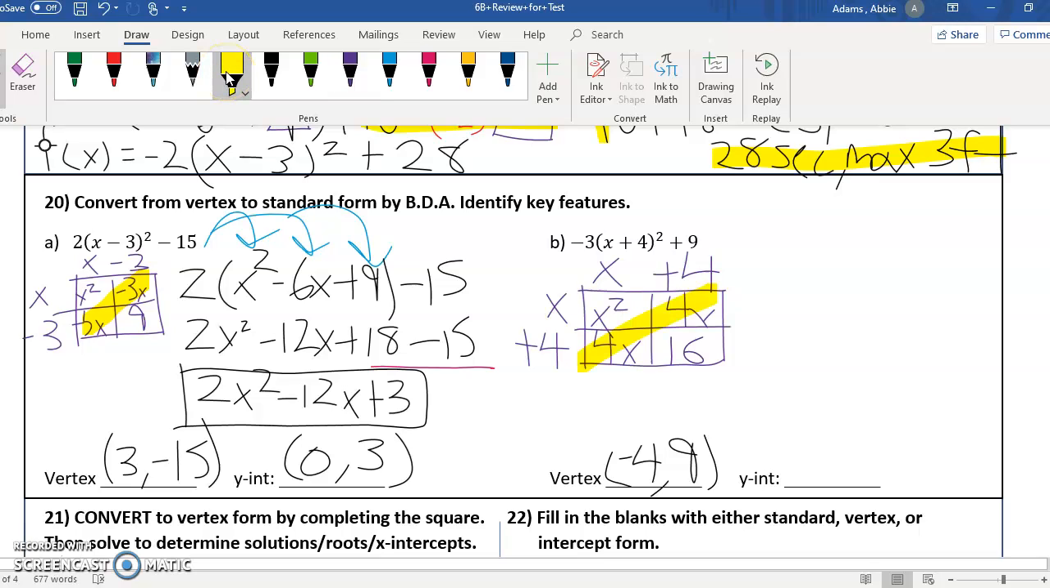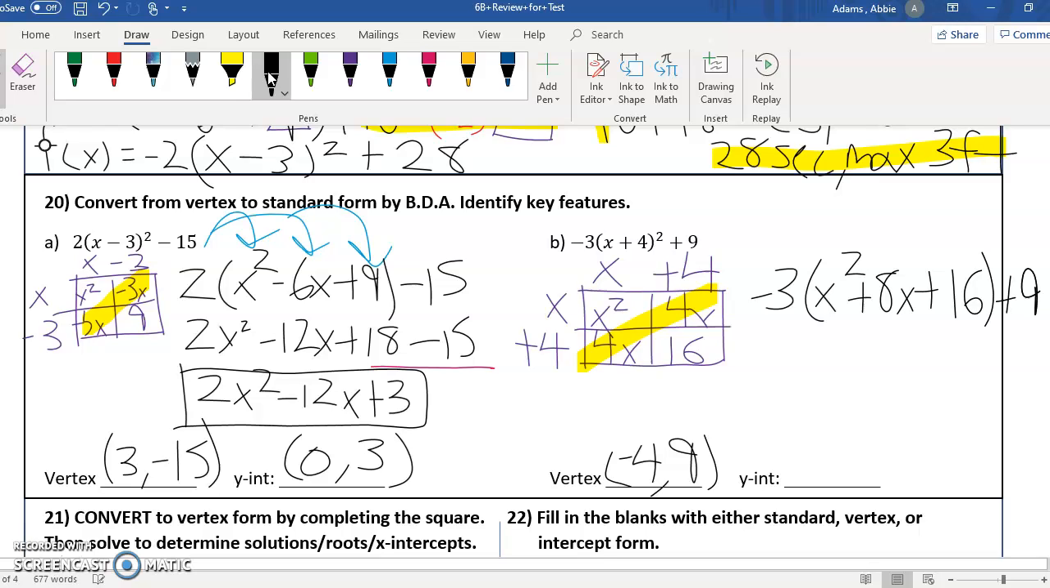We combine terms diagonally, and we substitute this value in for our parenthetical values. So now I have negative 3 multiplied by x squared plus 8x plus 16 plus 9. Our box of BDA is completed.